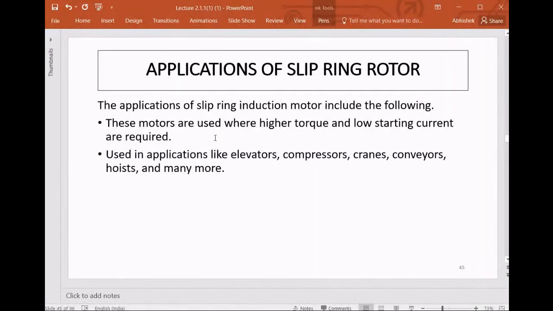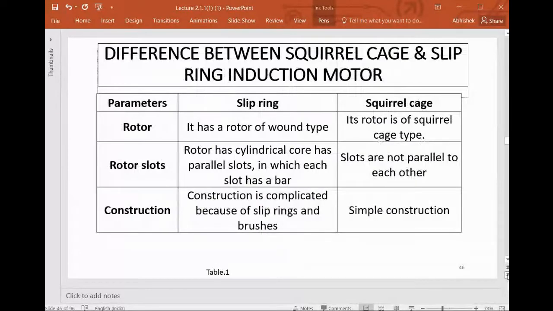So applications: you can use it in elevators, compressors, cranes, conveyors. There are so many other areas where you can use these types of slip ring rotors, or single phase induction motors.